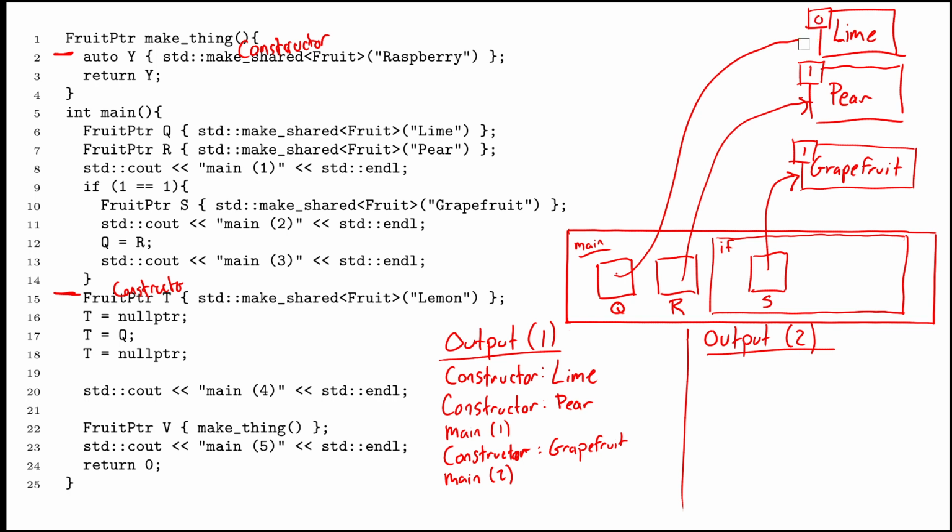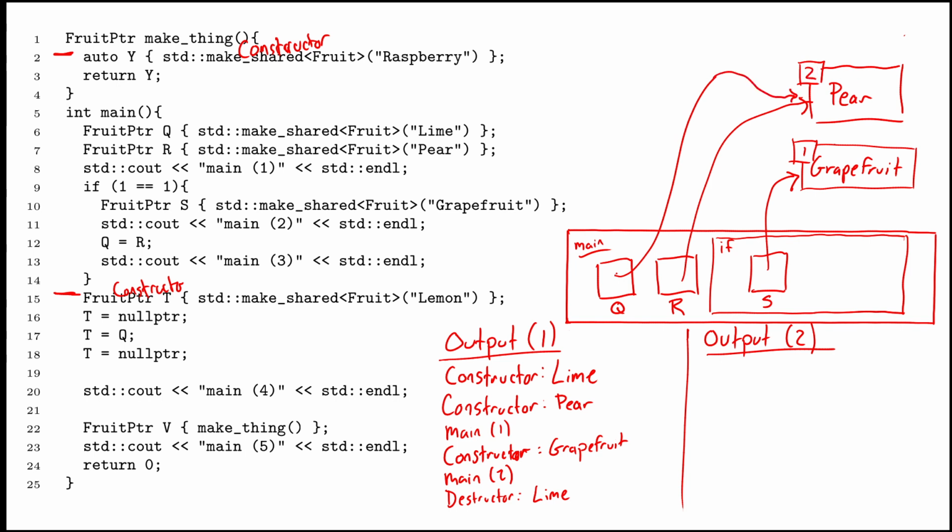And that means that I'm going to just detach the arrow. That means that lime has to be destroyed. And that means that I should see the destructor for lime get called here. And then I just erase this because it's gone. And then I redirect Q to point at the same thing R points to, which is the object called pear.